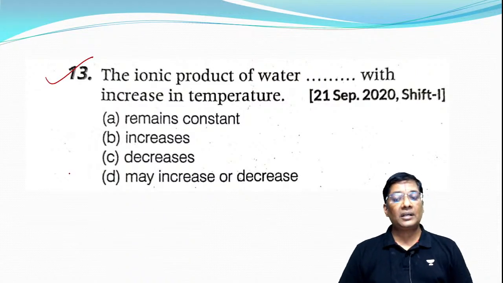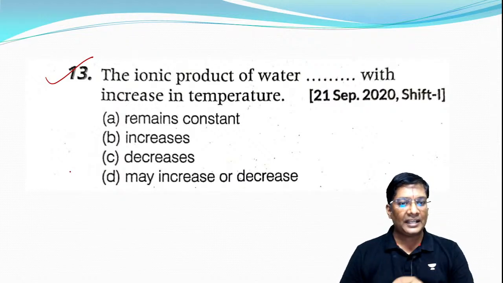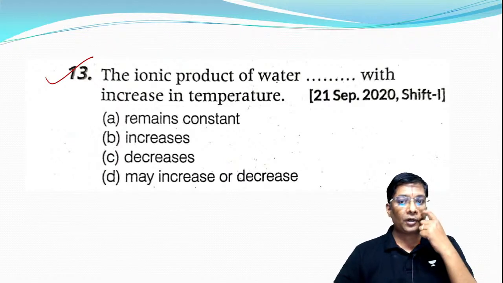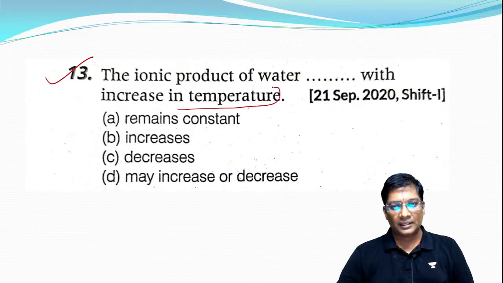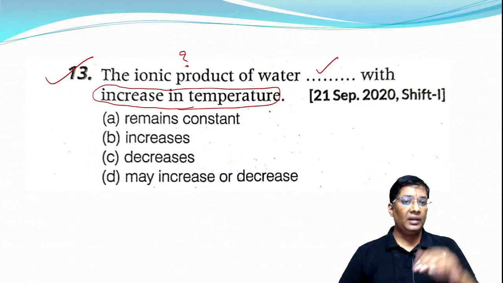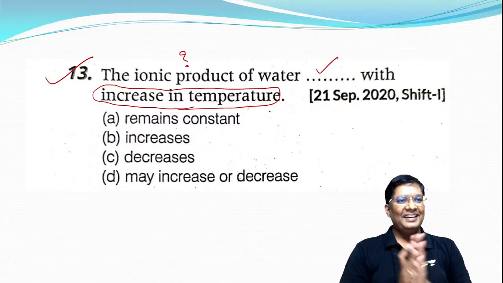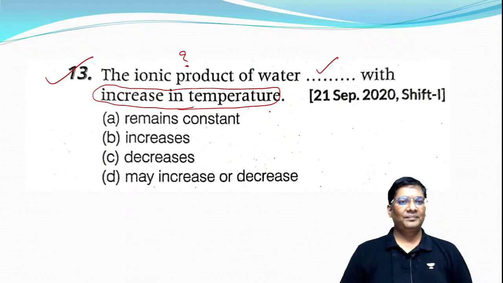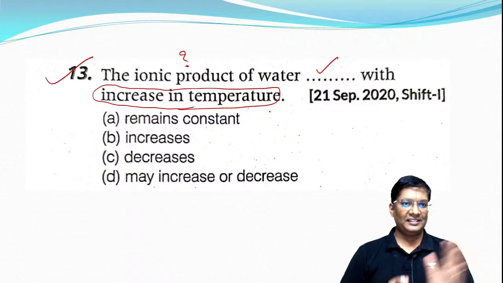The ionic product of water, does it remain constant, increase, or decrease? With the increase in temperature, what happens to the ionic product of water? That is the question. Will it increase, decrease, or remain constant? Please pick the correct one, anyone.